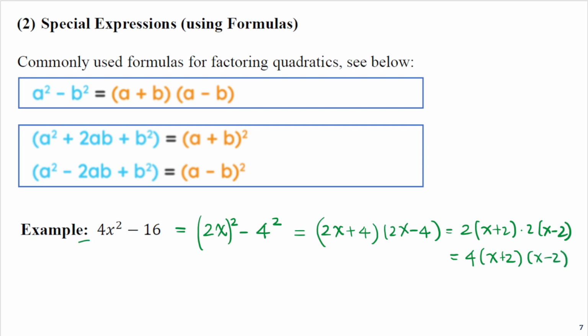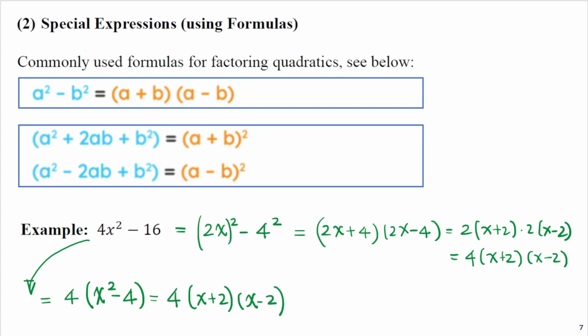And of course, like I said, in the first step, you can also apply factoring out the GCF. So usually in the first step, always try to factor out the greatest common factor, which is 4 in that case, right? So you can also do it like this. First of all, factorize the 4 out. So this will give us 4 times x squared minus 4, right? x squared minus 4 is actually x squared minus 2 squared, and this gives us 4 times x plus 2 times x minus 2, right? You can use either way.